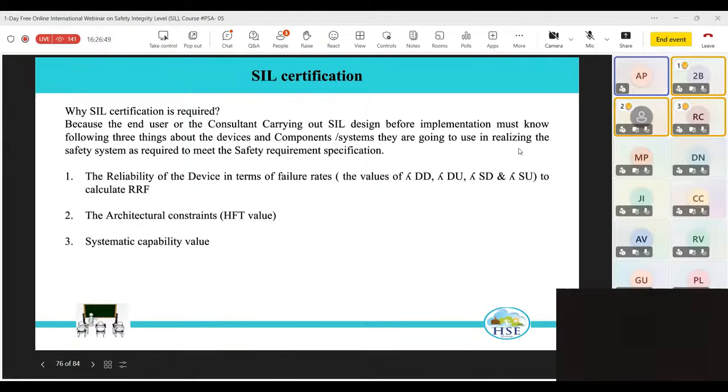The architectural constraints with the HFT value of each subsystem you have designed. Then the systematic capability value. Systematic capability is the functional safety management compliance achieved by the integrator and the various parties taking part in the design. So these three things you must know. That's why you conduct these SIL certifications. So let us learn about SIL certification in the following slides. Next slide, please.